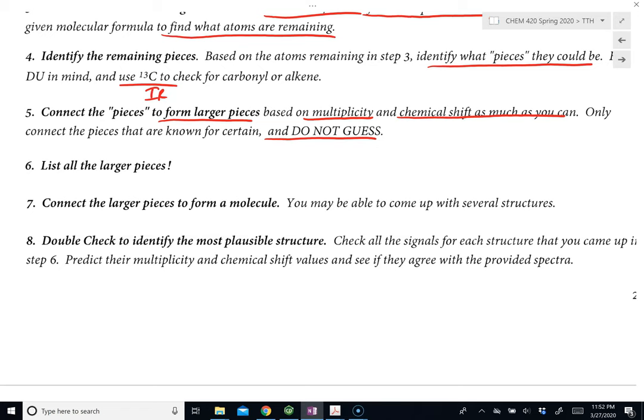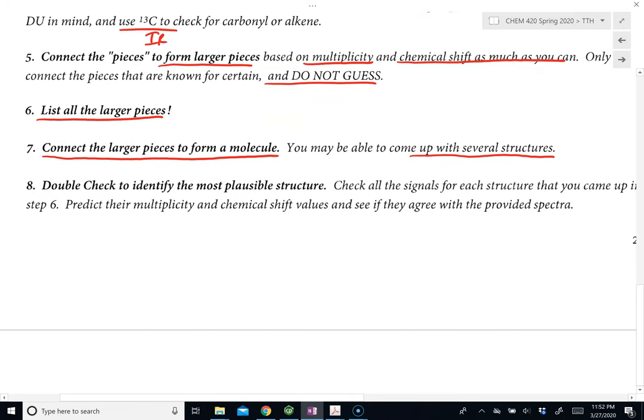And step 6, list all the larger pieces that we came up with from step 5. And then connect the pieces together to form a larger molecule. We may be able to come up with several structures that would meet the spectra. And lastly, double check to see which of the structures we came up with would have all of the matching information to the proton NMR, the carbon NMR, and the IR.